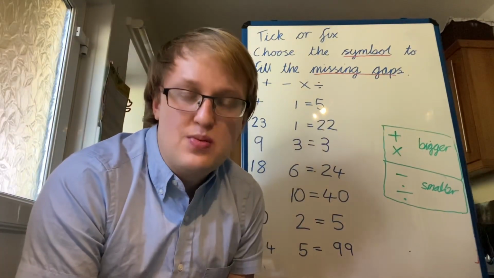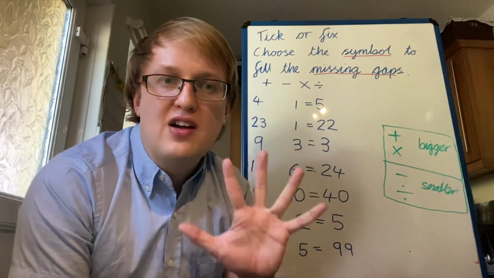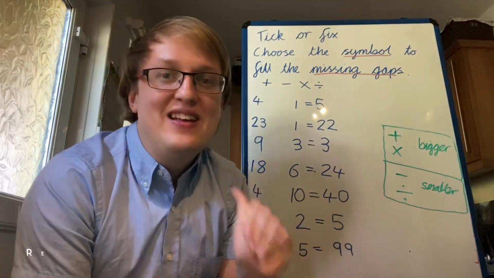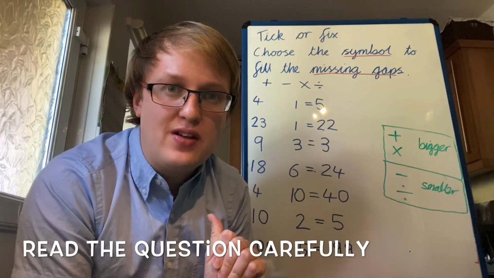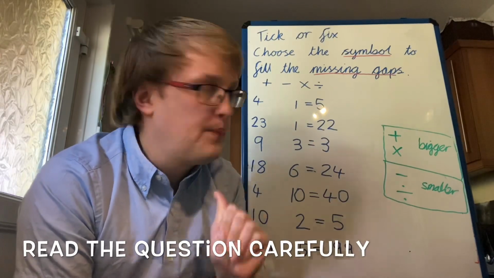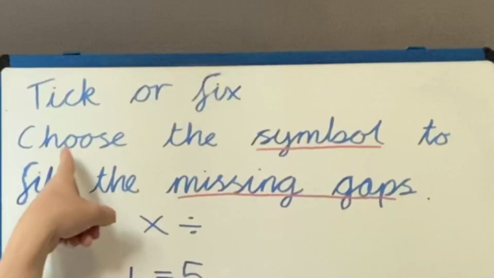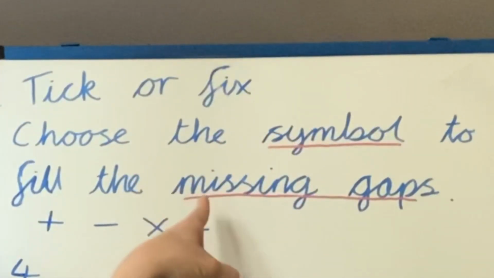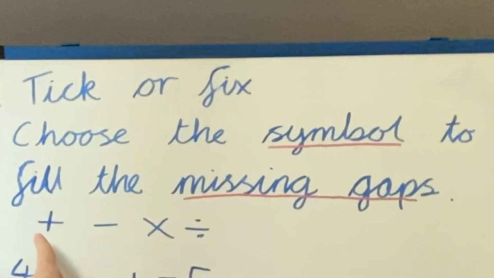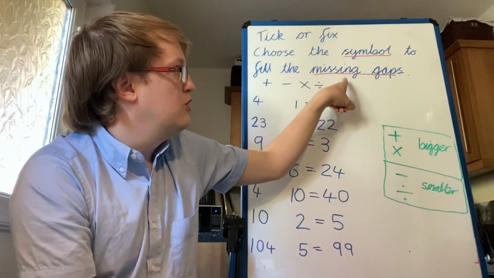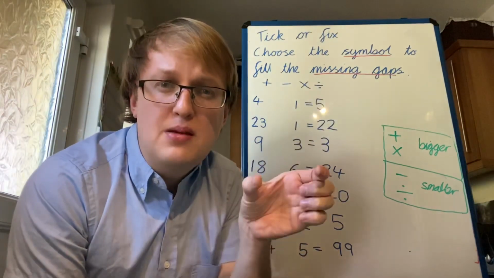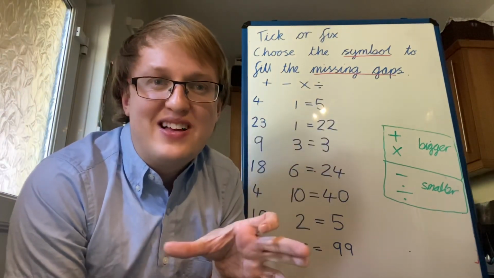Right, let's get started with the first question. And remember my 5-step approach. The first step is to read the question really carefully. So that's what I'm going to do first. It says, choose the symbol to fill the missing gaps. I've got add, subtract, multiply, divide. I've underlined symbol and I've underlined missing gaps because I know that the symbol will go into those missing gaps.